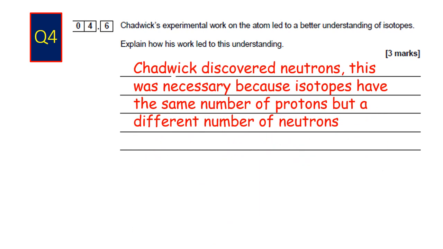Now, you'll get marks for saying Chadwick discovered the neutron. You'll get another mark for saying isotopes have the same number of protons, and you'll get the third mark for saying they have a different number of neutrons. Okay, so basically you're getting 2 marks for defining what an isotope is and 1 mark for saying what Chadwick's link was there.